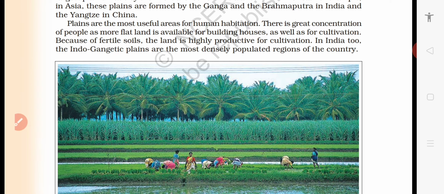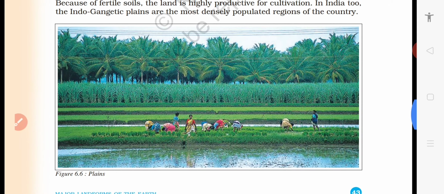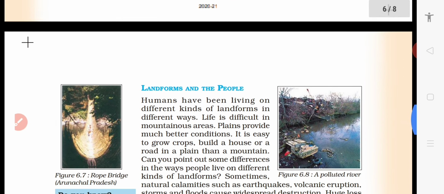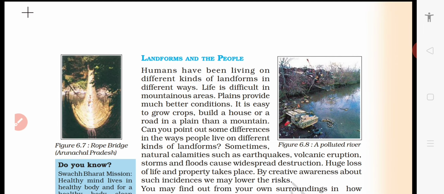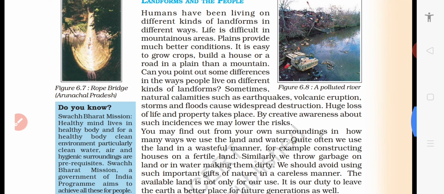The Indo-Gangetic plains are the most densely populated region in our country. As you can see in the picture, it is very suitable for growing crops. It has water facilities and many more things. So now, landforms and the people. Here there is a comparison between people living in the mountains and the plains. Plains provide much better conditions to grow crops and build houses. So there is a comparison between plains life and mountain life.